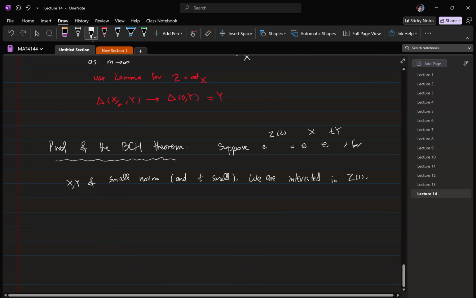Okay, so now we want to massage this a little bit and compute z of 1 as some integral of the derivative of z of 1, to be precise. All right, so how do we do this? So we have, first of all, that e to the minus x times e to the z of t equals e to the ty.